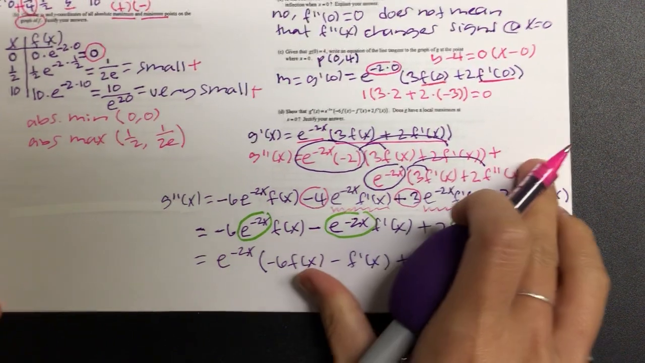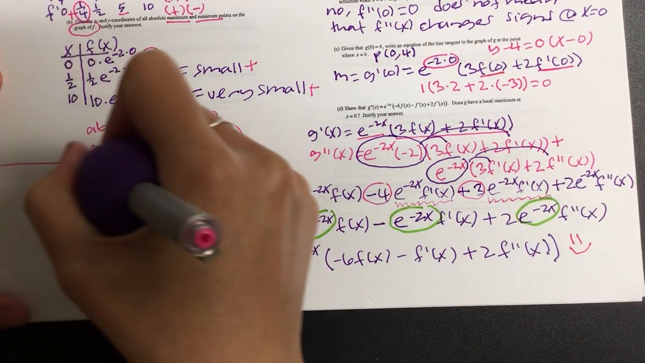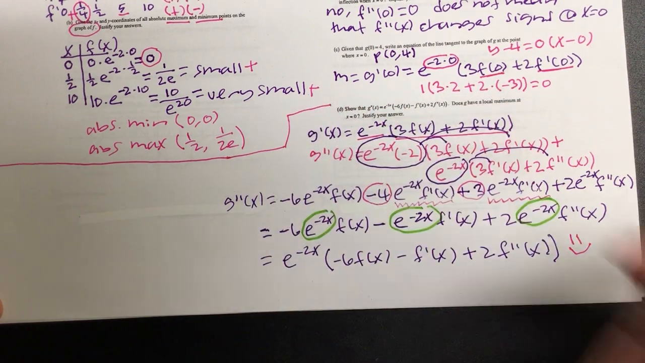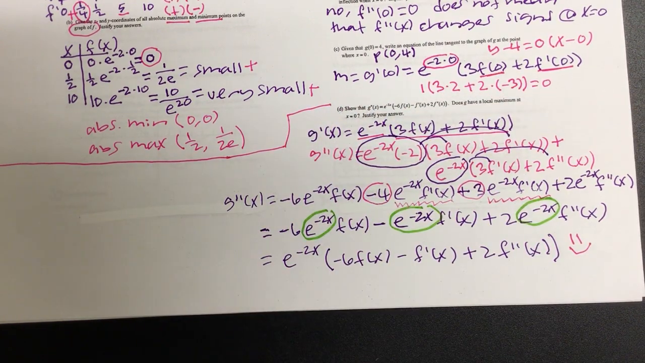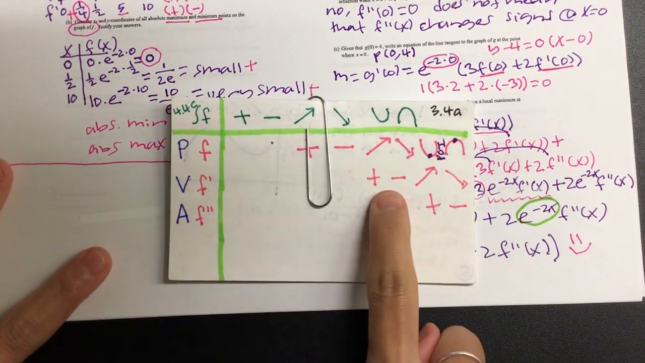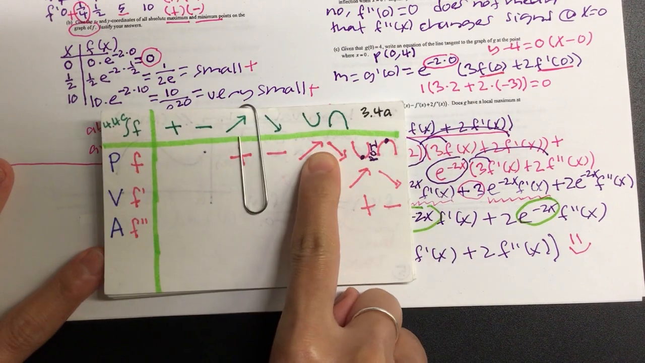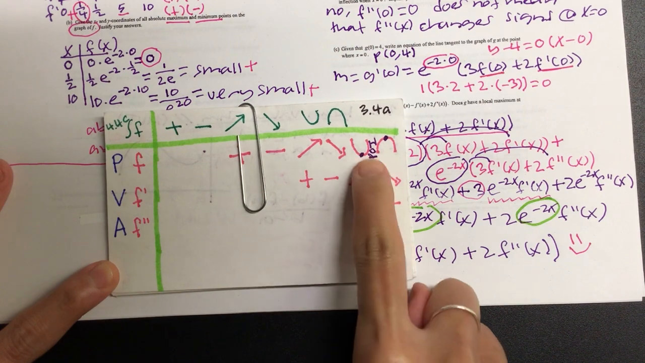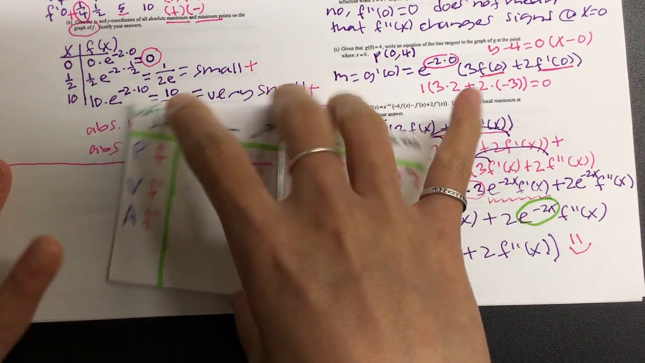All right, the last piece says, does G have a local maximum at x equals 0? So let's figure that part out. The first thing I'm going to do is figure out when G prime is equal to 0, because when G prime is 0, there's a maximum or a minimum. And after that, I want to figure out G double prime, then we could figure out if it's concave up or concave down, okay?